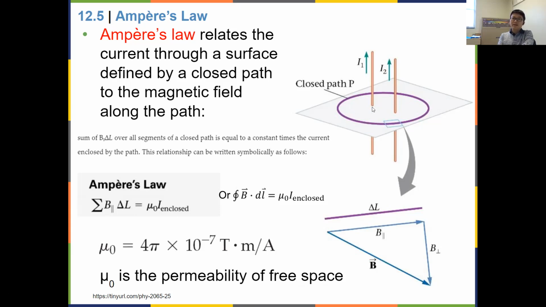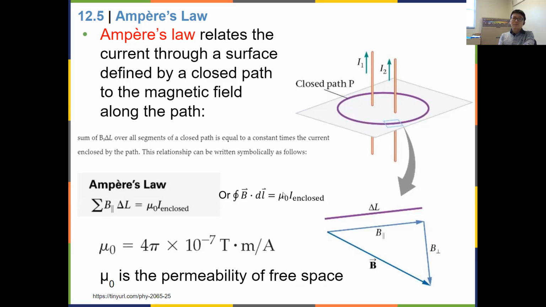If you do that for the summation of the delta L times B parallel through this whole closed path, it will be equal to mu naught times I1 plus I2, because there are two currents inside. If I1 goes in one direction and I2 goes in the other direction, you'll be doing I1 minus I2. So if the currents are in the same direction, they add up. If they are in opposite directions, they subtract from each other.